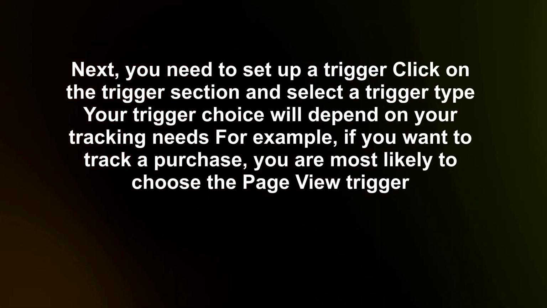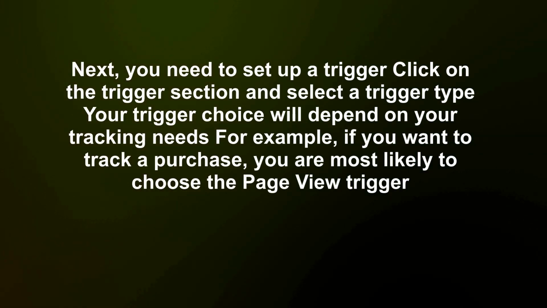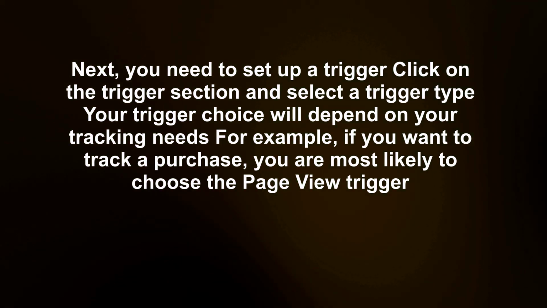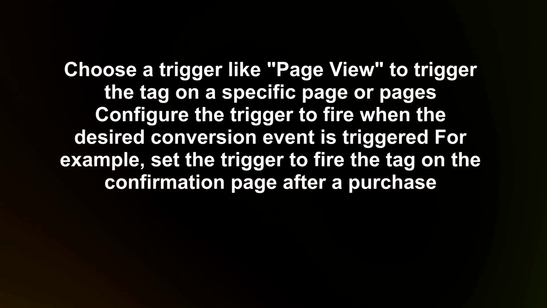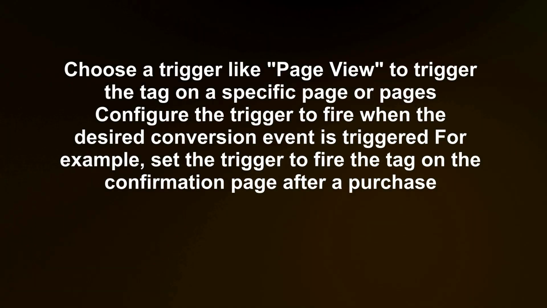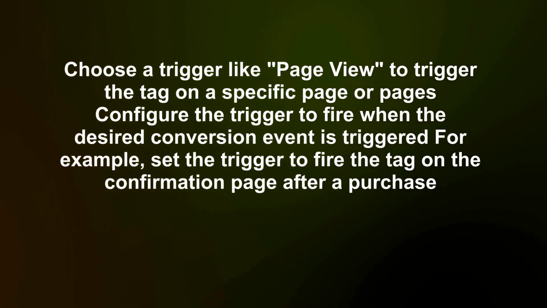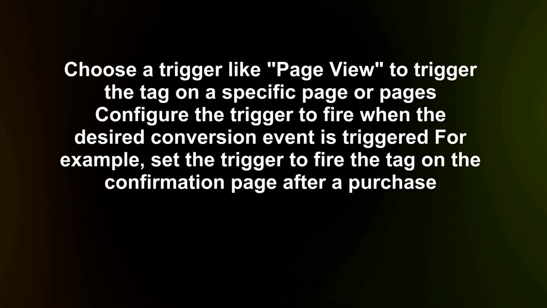Next, you need to set up a trigger. Click on the Trigger section and select a trigger type. Your trigger choice will depend on your tracking needs. For example, if you want to track a purchase, you are most likely to choose the Page View trigger. Choose a trigger like Page View to trigger the tag on a specific page or pages. Configure the trigger to fire when the desired conversion event is triggered. For example, set the trigger to fire the tag on the confirmation page after a purchase.